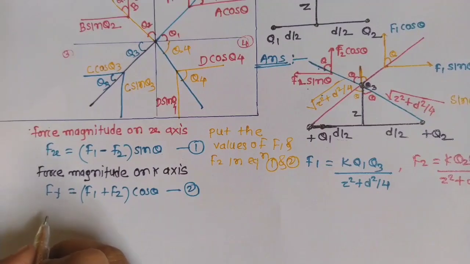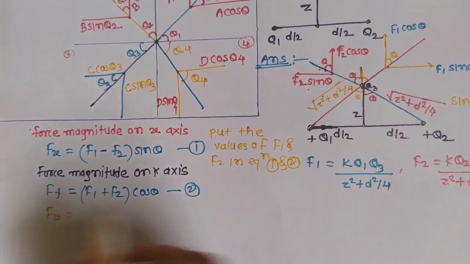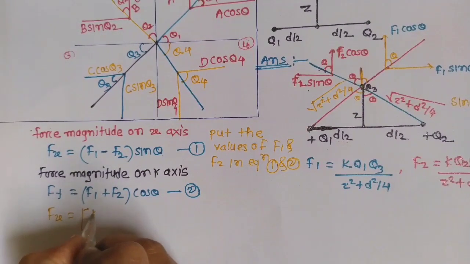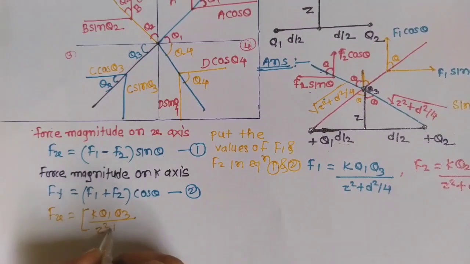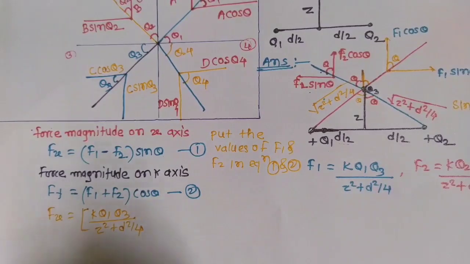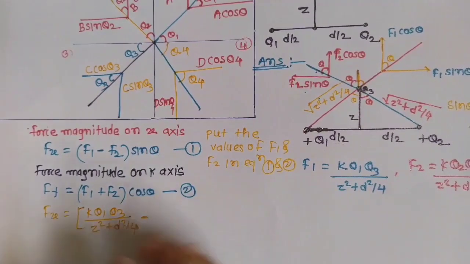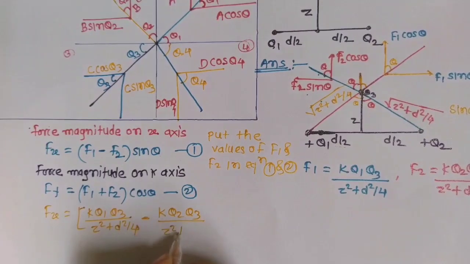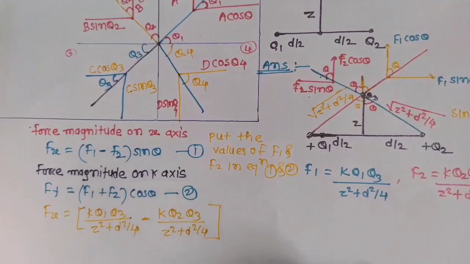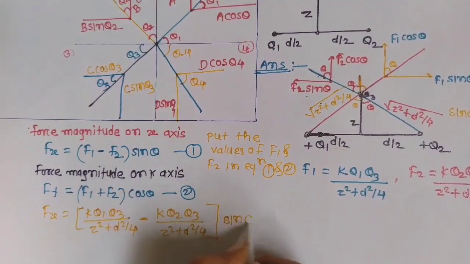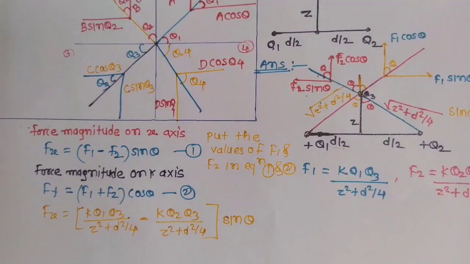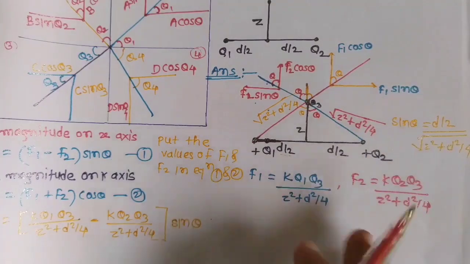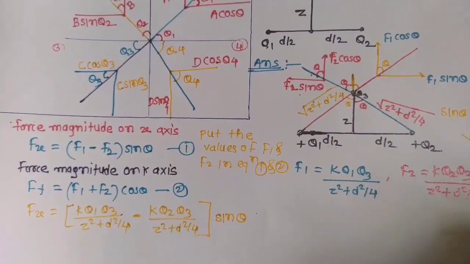This fx is equal to, what is f1? It is k q1 q3 upon z square plus d square by 4, minus, what is f2? f2 is k q2 q3 upon z square plus d square by 4, into sin theta, and sin theta is equal to d by 2 upon under root z square plus d square by 4. So we can put this value here.